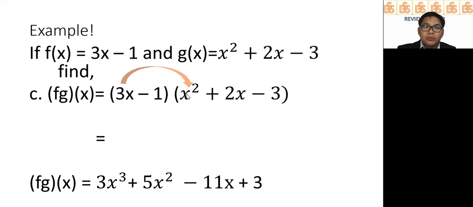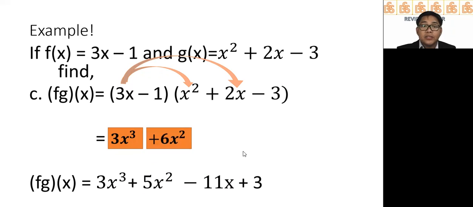3x times x squared is 3x cubed. And then 3x and 2x, when we multiply, that is 6x squared. And 3x times negative 3 is actually negative 9. And then when you are done multiplying the first term, next is the second term, which is negative 1.